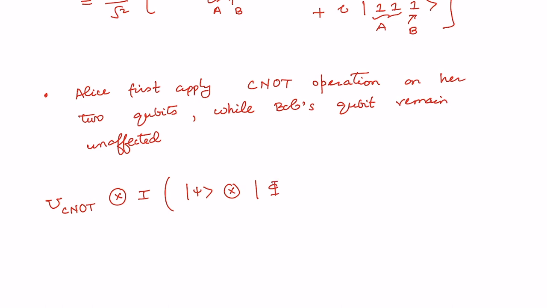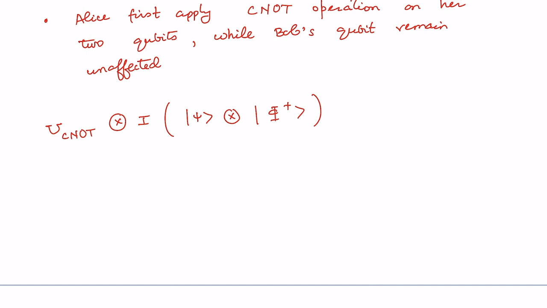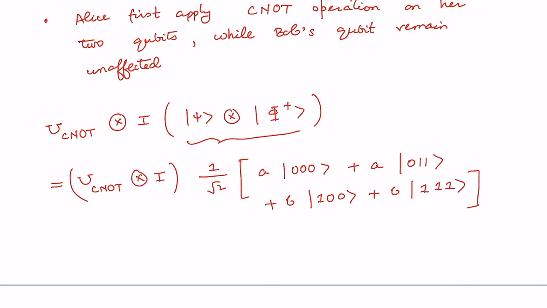So we have started with this particular state initially, and now let us see what would be the result of this CNOT operation. Let me just write it again: U_CNOT tensor product I, this is the operation, and this already we have written, the full form of it is 1 by root 2, we have already written. Let me write it again: a00|0⟩ plus a01|1⟩ plus b10|0⟩ plus b11|1⟩, right? This is what we'll have.